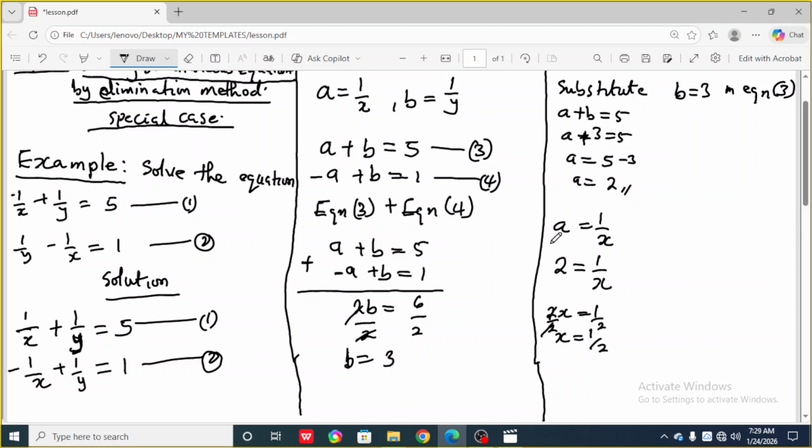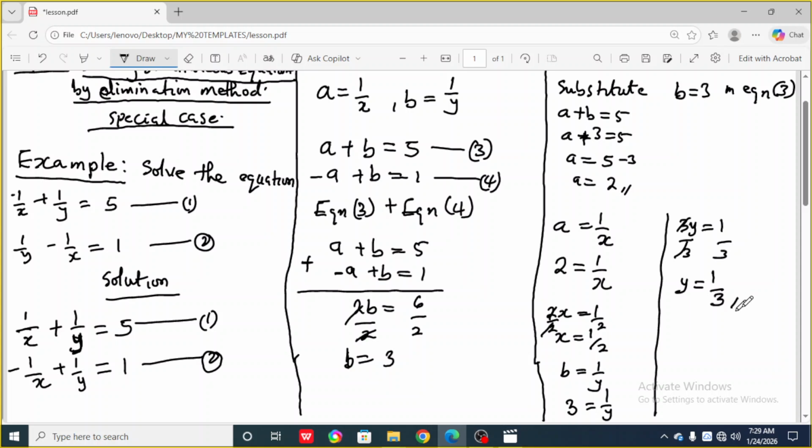Do the same thing for b. We know that b is equal to 1 over y. Our b is equal to 3. So 3 is equal to 1 over y. We cross multiply. We have 3y equal to 1. We now divide both sides by 3 to get y. So y will be equal to 1 over 3. So that is our answer.